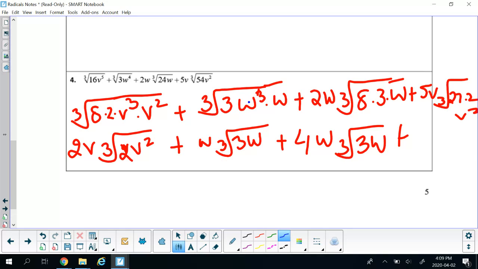And next we have 27, and cube root of 27 is 3. So 5 times 3 becomes 15.